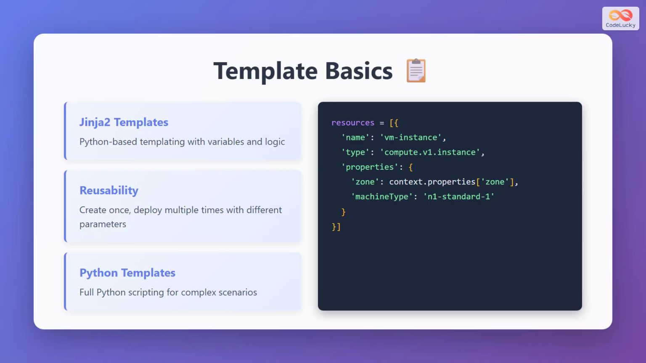Templates take your infrastructure code to the next level by making it reusable. Deployment Manager supports Jinja2 templates, which use Python-based templating with variables and logic. This lets you create once and deploy multiple times with different parameters for each environment. You can also write Python templates for more complex scenarios that require full scripting capabilities. Templates accept parameters through a context object, allowing you to customize deployments without modifying the template code itself. This makes your infrastructure flexible and maintainable.